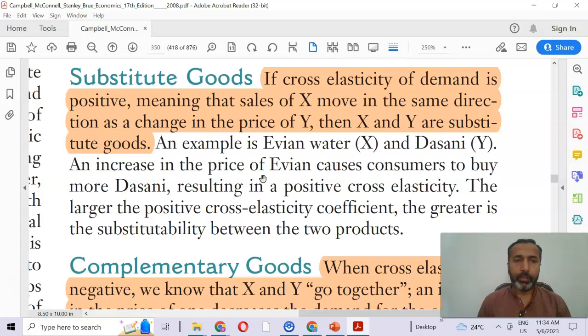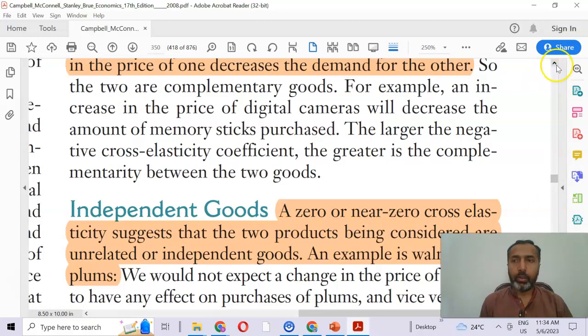The second example of substitute products can be coffee and tea. If the price of coffee increases, the demand for tea will increase, and if we calculate their cross elasticity of demand, the coefficient will be positive. So we conclude that whenever the cross elasticity of demand is positive, those two products will be substitute goods.